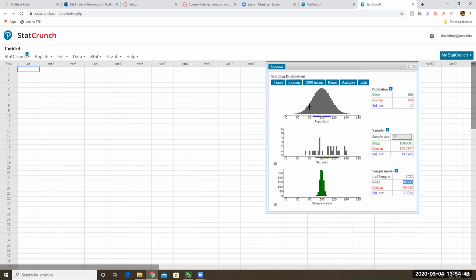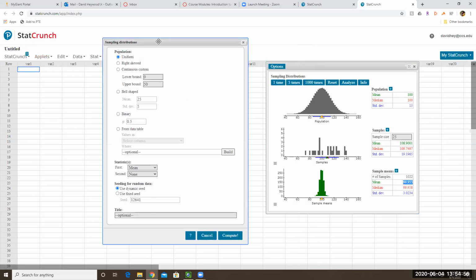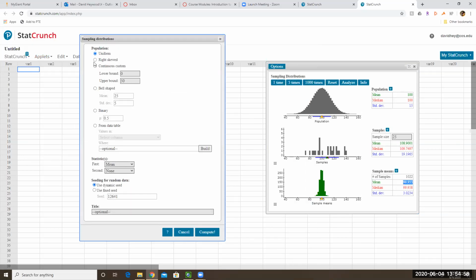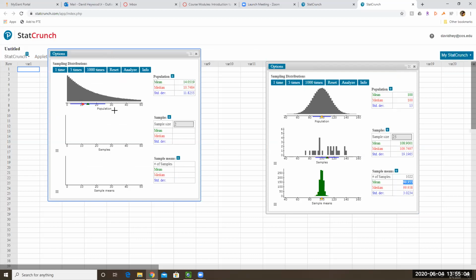But what if the population that we're starting with is not normally distributed? So let's run another simulation. And this time, instead of choosing a bell-shaped distribution, let's choose a right skewed distribution. Okay, so I'm getting this different kind of simulation. And the instructions say to collect samples of size 4 in part A and then size 49 in part B.